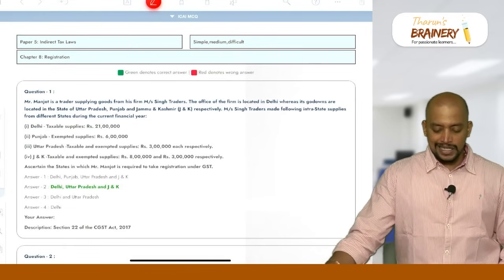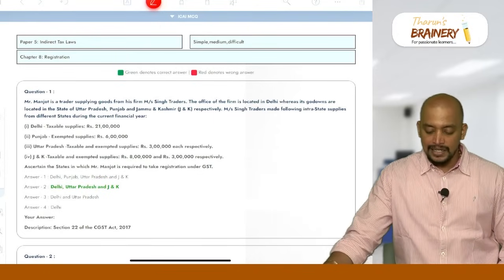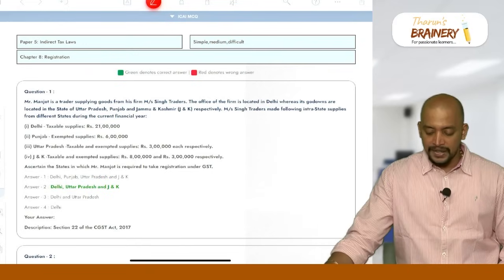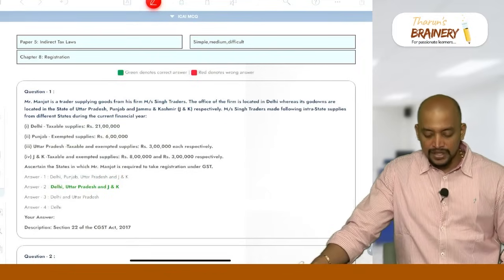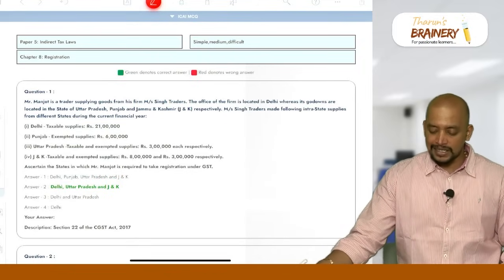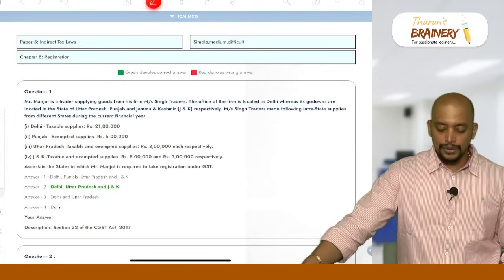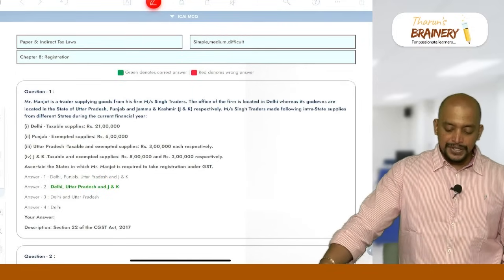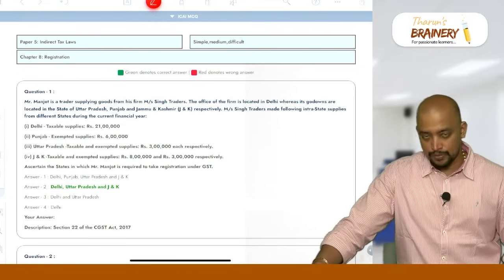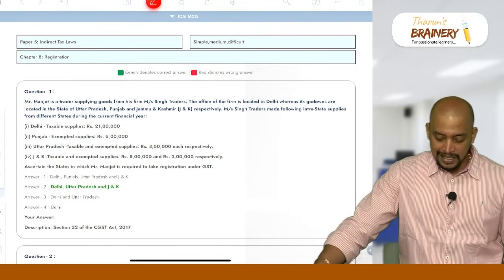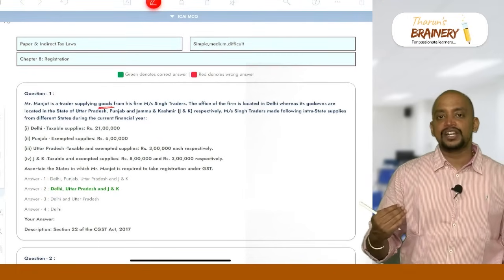Then the next one, registration, chapter 8. Mr. Manjot is a trader supplying goods from his firm, Messrs. Singh Traders. The office of the firm is located in Delhi, whereas its godowns are located in the states of Uttar Pradesh, Punjab, Jammu and Kashmir respectively. Messrs. Singh Traders made the following intra-state supplies from different states during the current financial year: Delhi, Punjab, Uttar Pradesh, Jammu and Kashmir. So they are doing business in more than one state, and in all the states they are engaged in supply of goods.